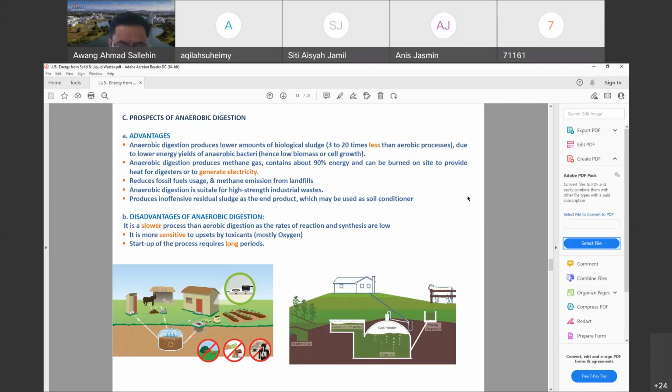And then when it comes to anaerobic digestion, it is also interesting that it is suitable for high strength industrial waste. To add further, the anaerobic digestion process produces inoffensive residual sludge as the end product, and the residual sludge can be harvested and used as soil conditioner or biofertilizer. So nothing is dumped, everything is being used up and returned back to nature.